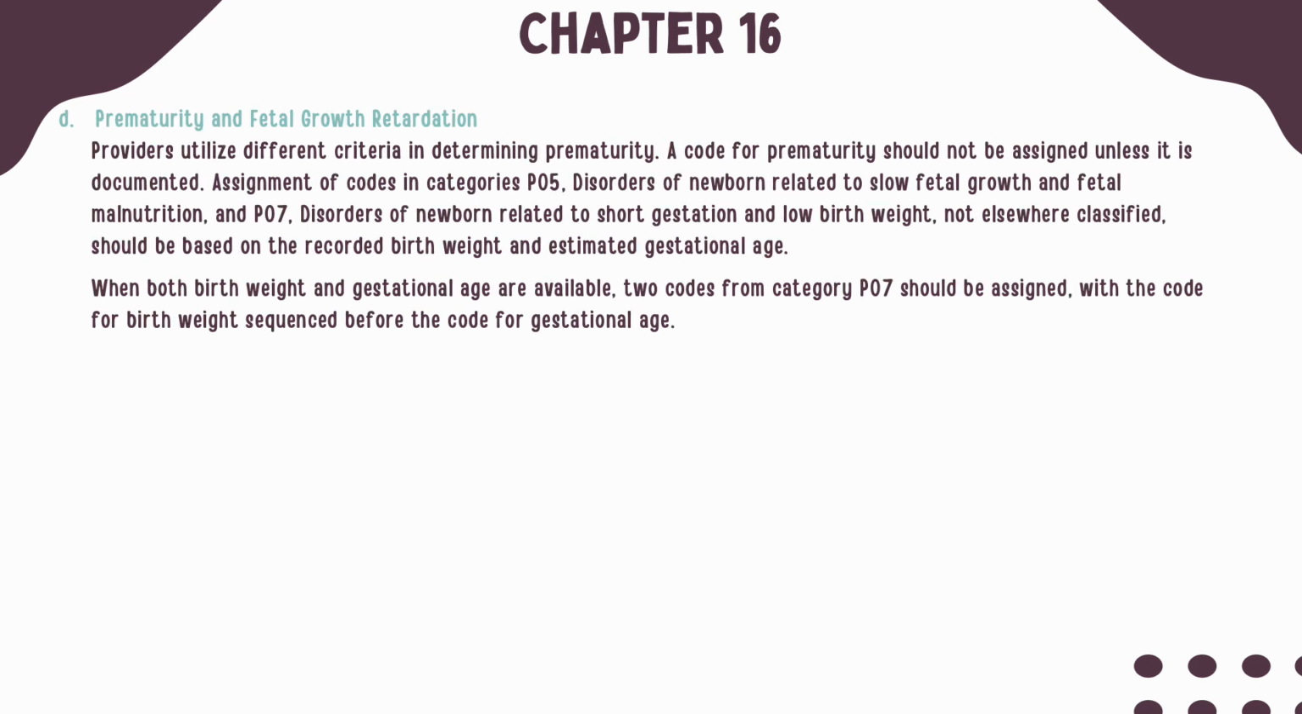There are multiple criteria needed to determine prematurity. Therefore, a code for prematurity should only be assigned if it is specifically documented by the provider. Codes from categories P05 and P07 should be based on the recorded birth weight and the estimated gestational age. When both birth weight and gestational age are available, 2 codes from category P07 should be assigned, with a code for the birth weight sequenced first, followed by the code for the gestational age.